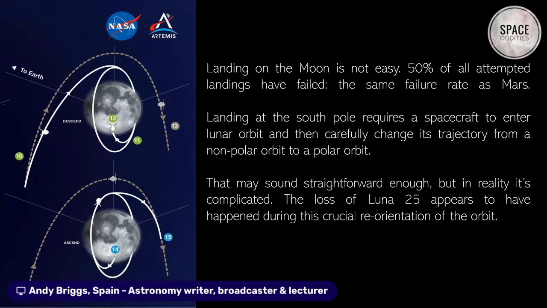So what you have to do, you have to put your spacecraft into a normal, inverted commas, orbit around the moon, a non-polar orbit, and then over time slowly change its orbit so that it becomes a polar orbit. Sounds easy, but actually it's quite complicated. And the loss of Lunar 25 appears to have occurred during this crucial phase of changing the orbit into a polar orbit, ready for landing. We don't know exactly, but it looks like that's what happened.